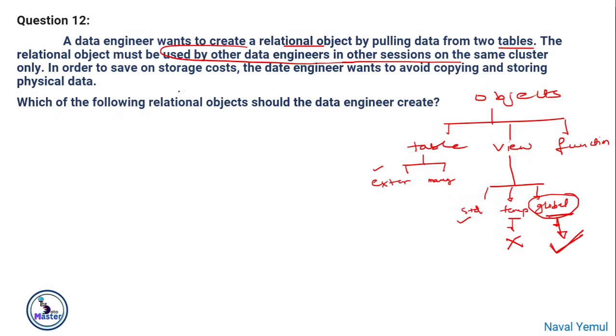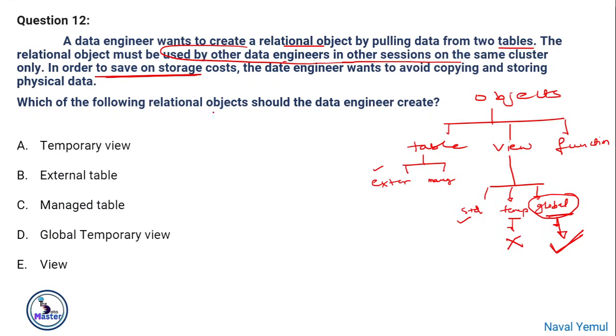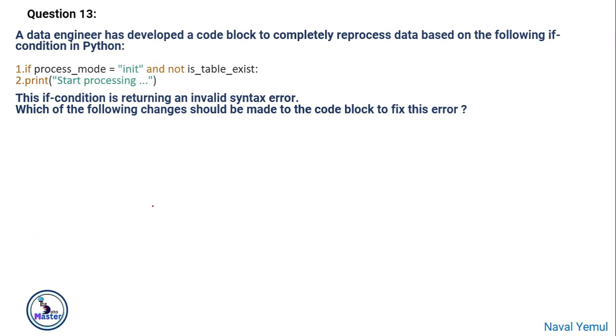So in this question also they are saying that the view must be used by other data engineers in other sessions on the same cluster in order to save the storage cost. So when it comes to saving the storage cost, you have to convert it to a view. The data engineer wants to avoid copying and storing the physical data, so there's only one option, which is called a global temporary view. So table, there is no answer for this because a table will have the storage. When it comes to view, then a temporary view is only valid up to that particular session. The only answer that comes out is global temporary view.